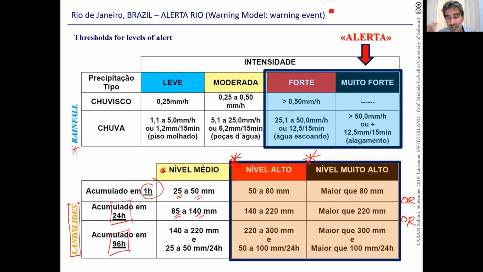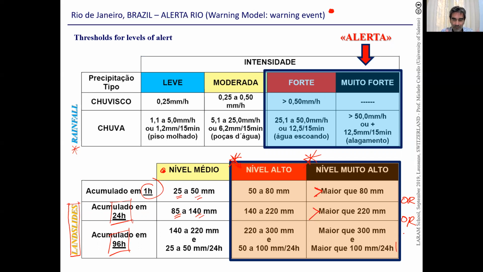If we think about the highest level, black, it's bigger than 80 millimeters per hour, or more than 220 millimeters per day, or even more than 300 millimeters over the 4 days, together with a 100 over 24 hours. So basically, as long as one of these 3 indicators overcomes the threshold, you enter in the corresponding warning level.